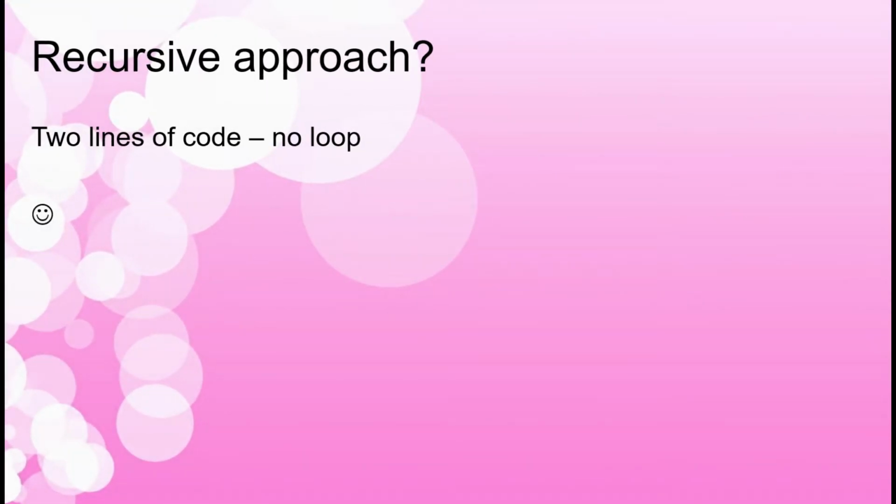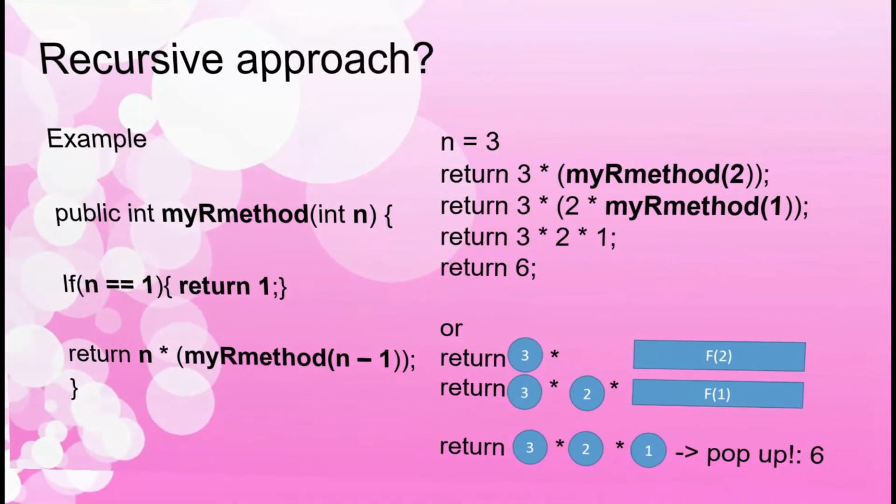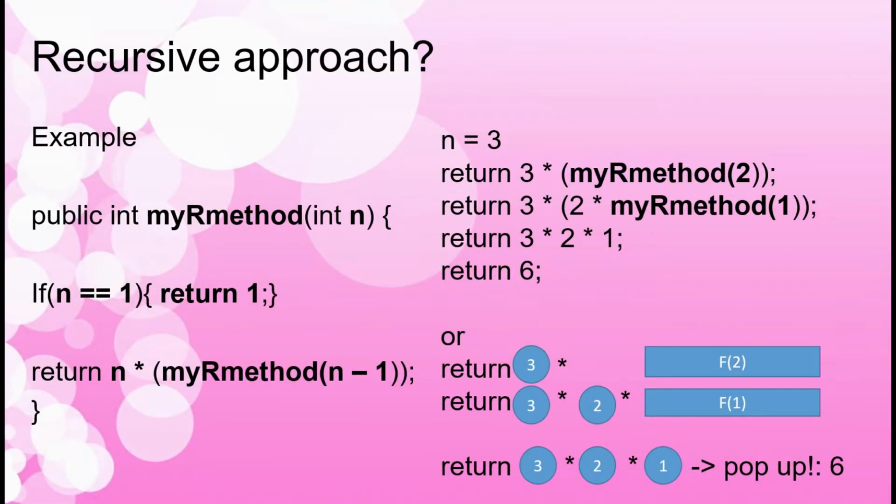What about the recursive approach? The recursive approach happens in just 2 lines of code, and no loop is included. For example, we can write it this way. We will see it also in Eclipse how it works. Here you have a method and just 2 lines of code. You say if n equals 1, then you just return 1. And then return n, the number inside the parameter, multiplied by the method, with the parameter n minus 1.